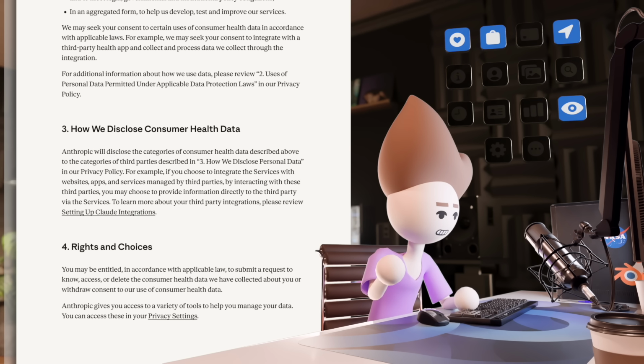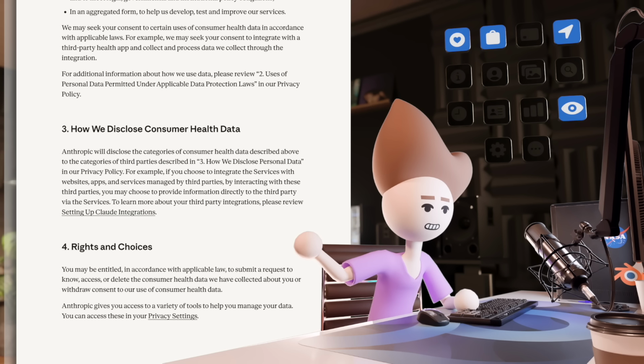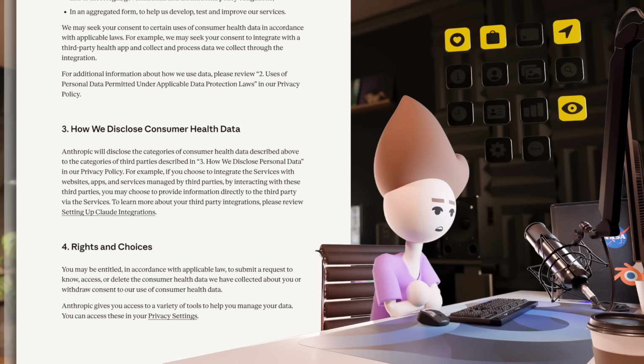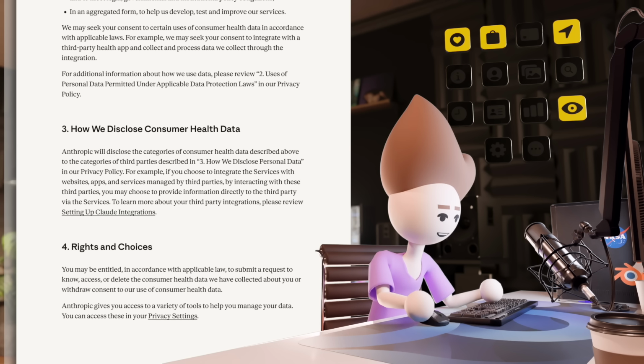For example, if you choose to integrate the services with websites, apps, and services managed by third parties, by interacting with those third parties, you may choose to provide information to that third party via the services. To learn more about your third-party integrations, please review Setting Up Claude Integrations. So now we can mark every single item as yellow as the data is shared. Again, we will learn more in detail here in a bit.